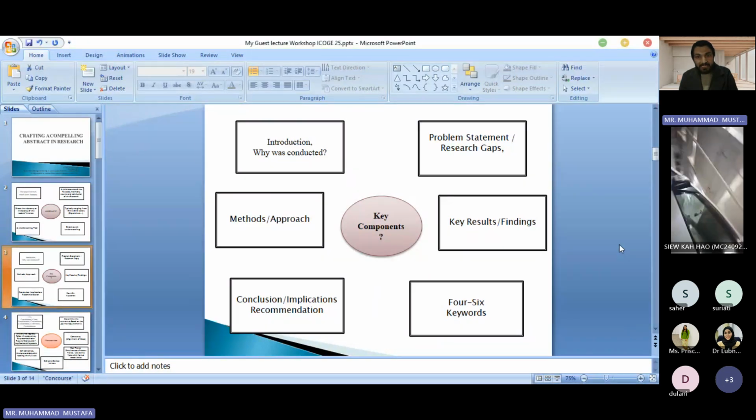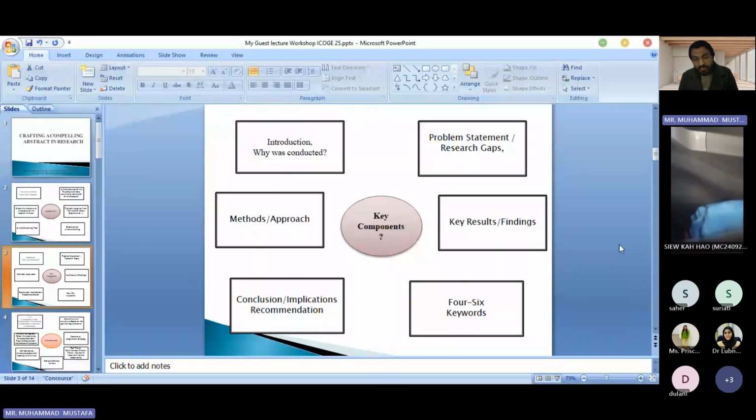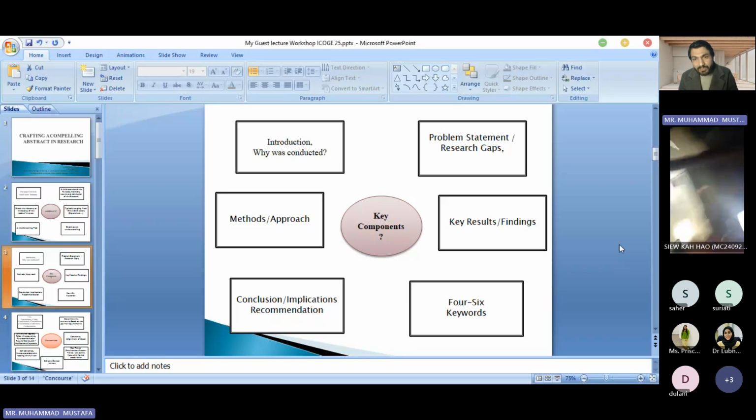Next, the key results, not the whole results. It's impossible to mention the whole results and findings. So the key results within one or two sentences, using compound complex types of sentences, one should try to mention the findings in his abstract.